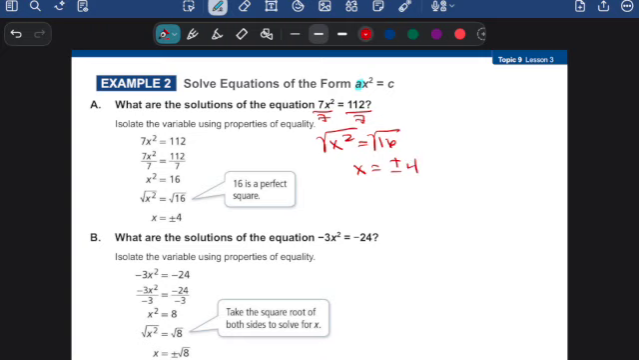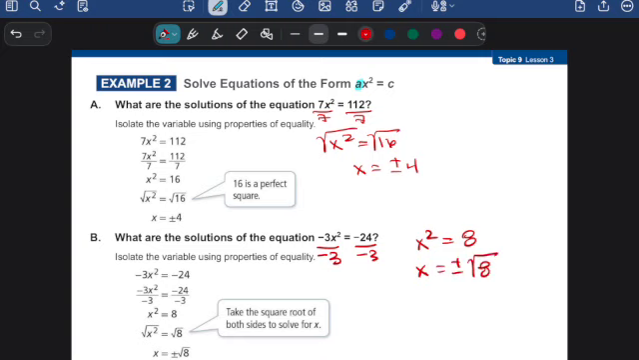Okay, same with part B, we're going to divide both sides by the coefficient. This is good because we started with a negative constant, but we can't take the square root of a negative, but if we divide it by another negative, we will get a positive. And then we can take the square root of both sides. Don't forget the positive and negative.